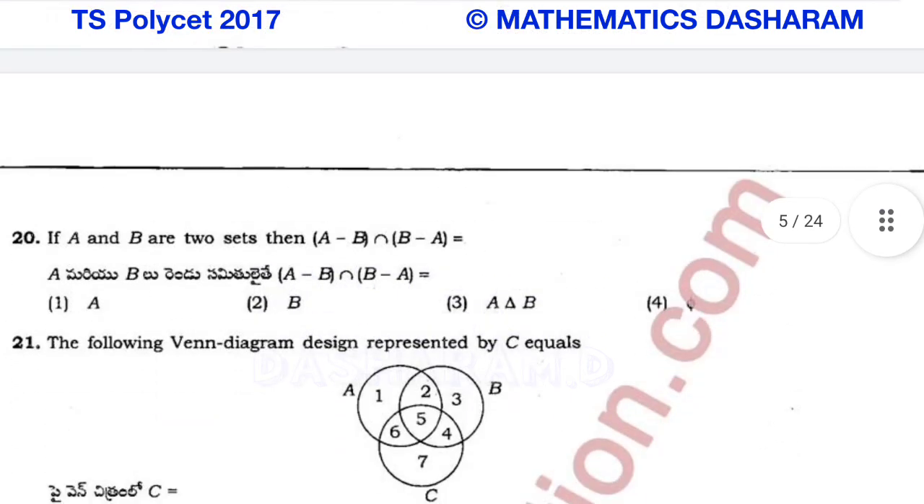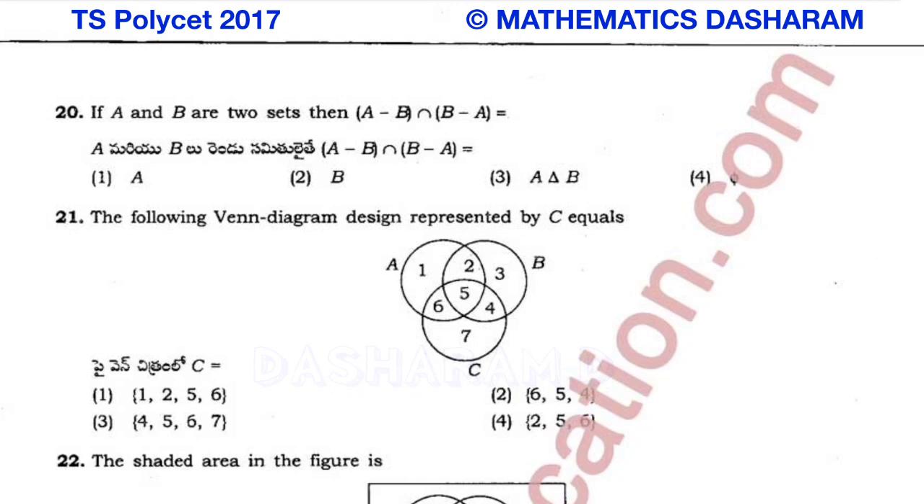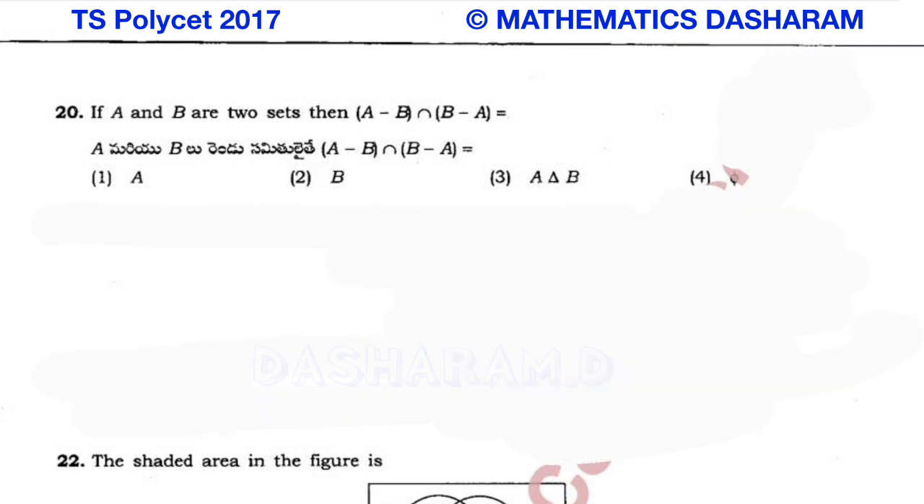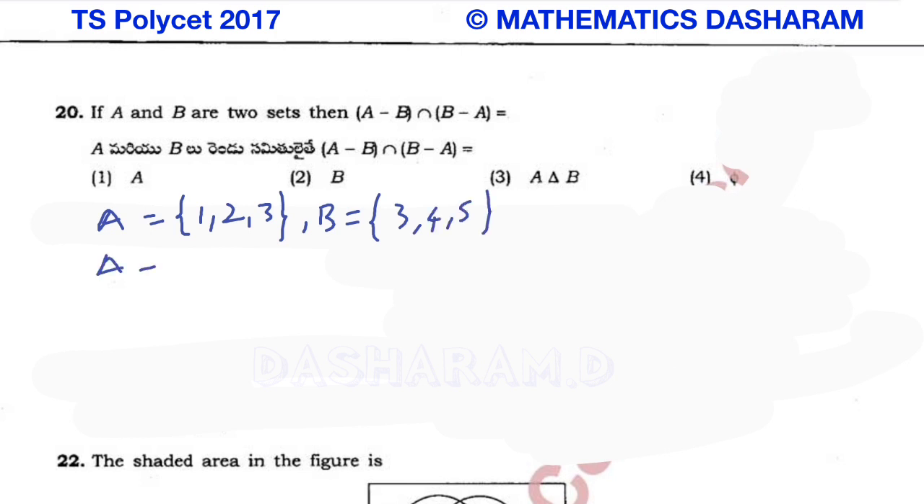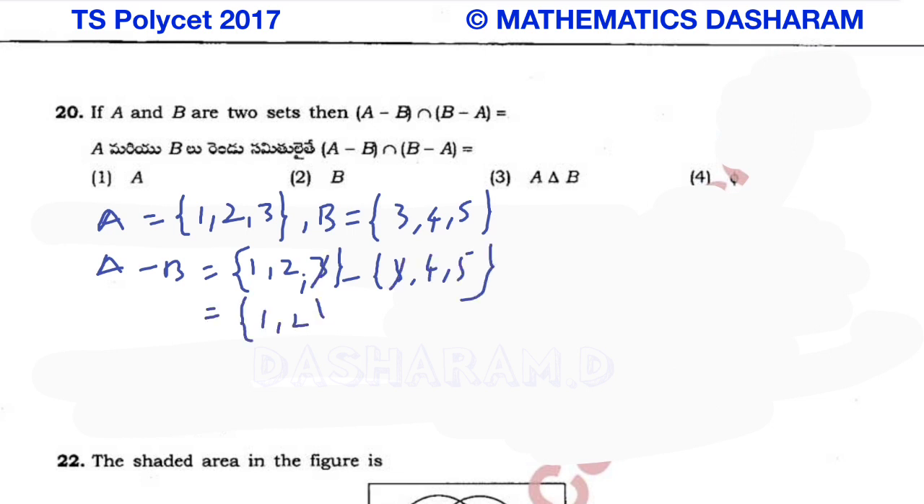Next, question 20. If A and B are two sets, then A minus B intersection B minus A equals. Let us select the two sets A and B. A equals the set of 1, 2, 3 and B equals the set of 3, 4, 5. Now I am finding A minus B. A minus B means here 1, 2, 3 minus 3, 4, 5. Cancel the common elements and write the remaining elements from the first set.